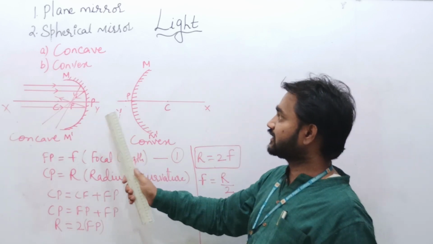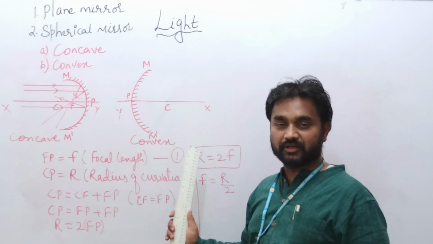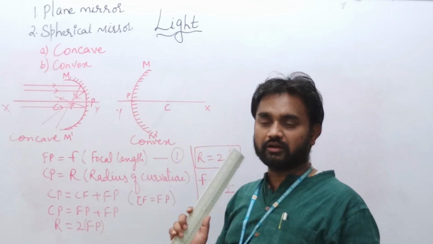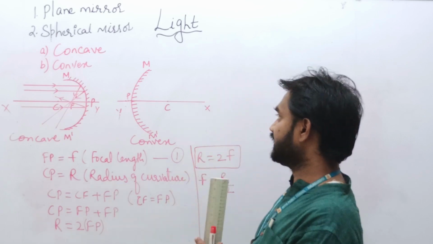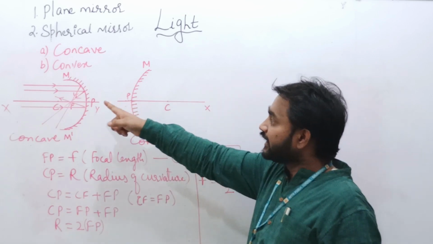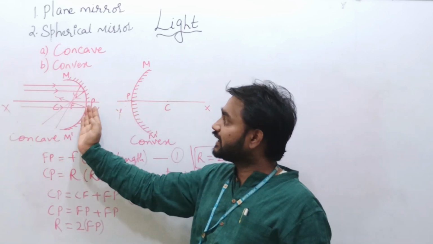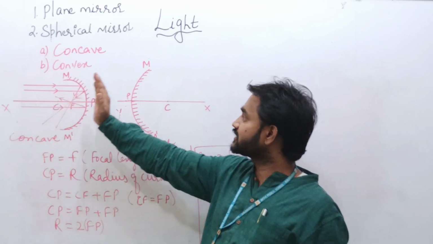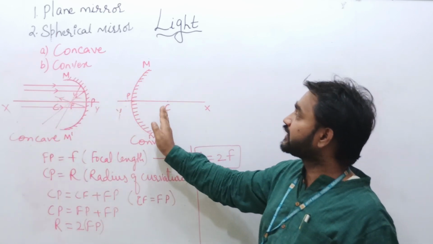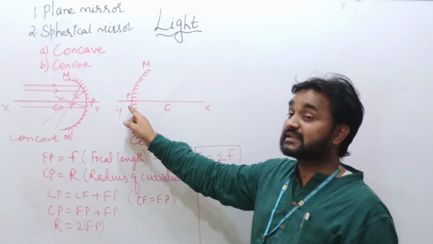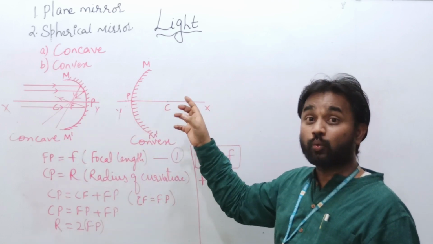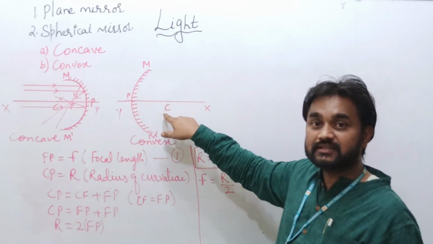Is that clear? Now coming on to the convex mirror, it is again the same topic. In the convex mirror there is nothing different. The only thing is, you can see here the center of curvature is in front of the reflecting surface, whereas here the center of curvature is behind the mirror. It is virtual. The center of curvature is virtual.